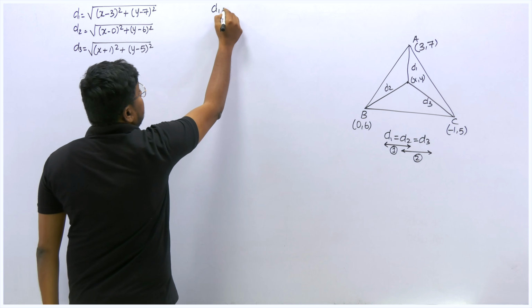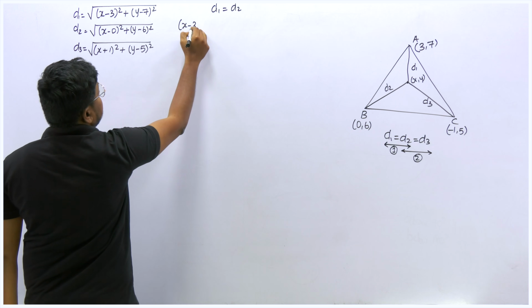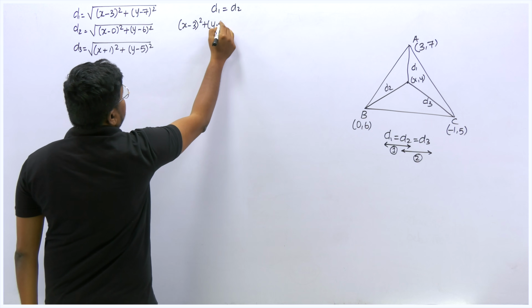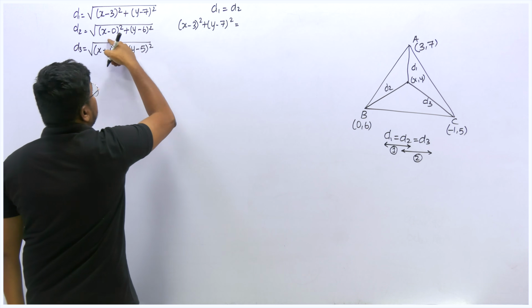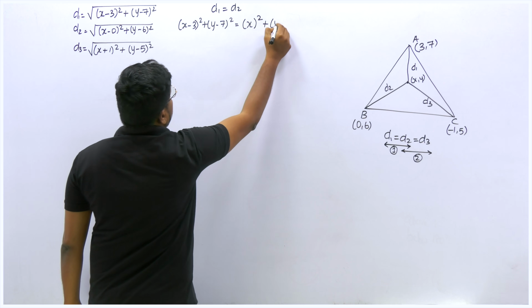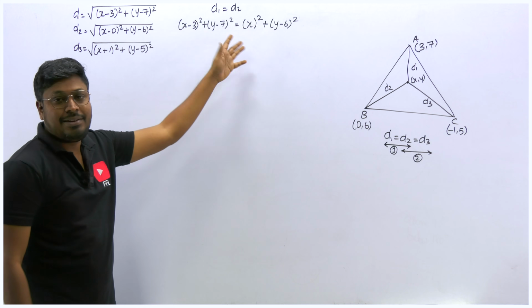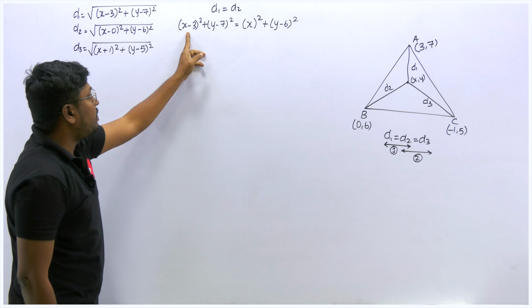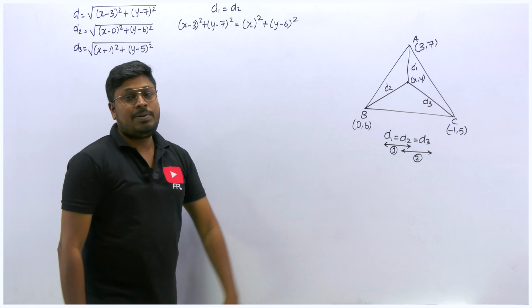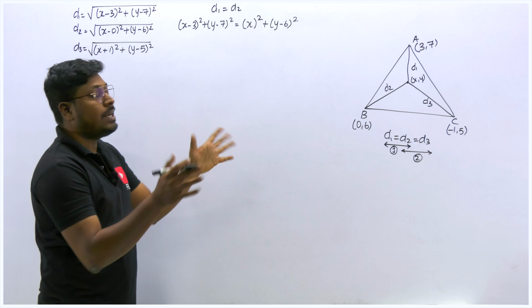D1 is x minus 3 the whole square plus y minus 7 the whole square. Similarly D2 is x minus 0 the whole square, which is x square, plus y minus 6 the whole square. Friends, we don't need to write the square root. Why? Because the left hand side has a square root and the right hand side also has a square root, so both cancel. So better not to write the square root.